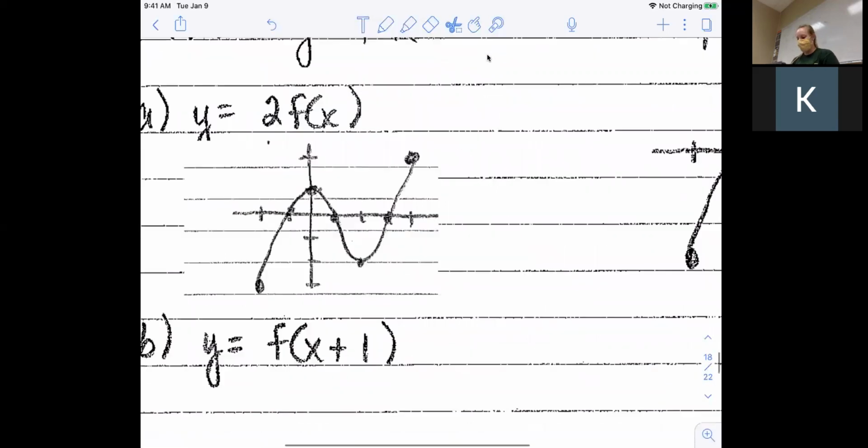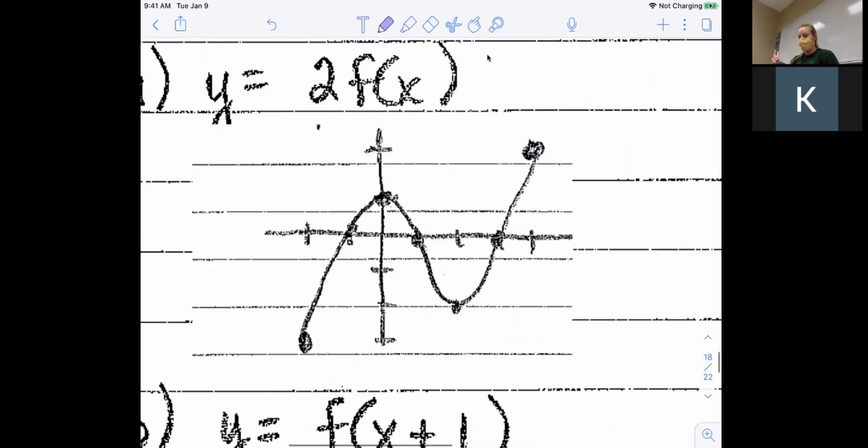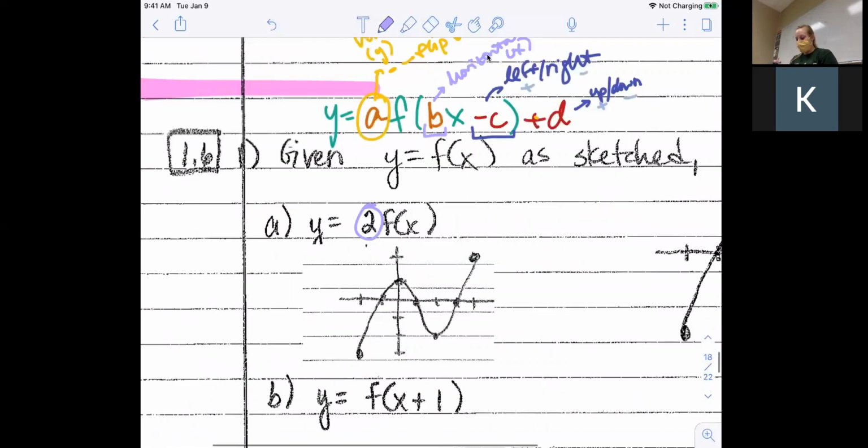All right, so this is your original graph, and I'm doing 2 f of x. That is in front of my f of x. That's the same thing as my a. So that means I'm changing all my y's. I'm going to multiply all my y's by 2. Yes, Grace?